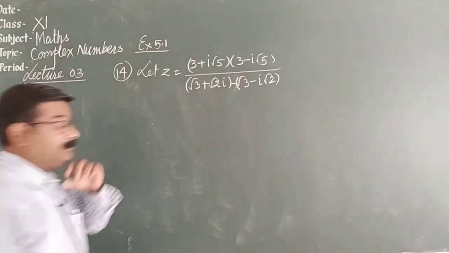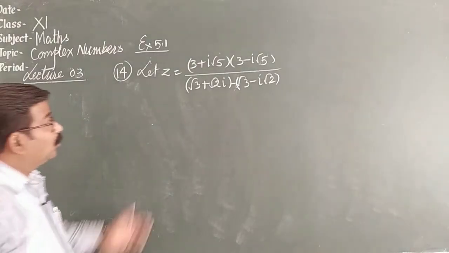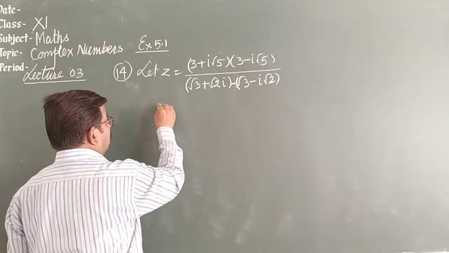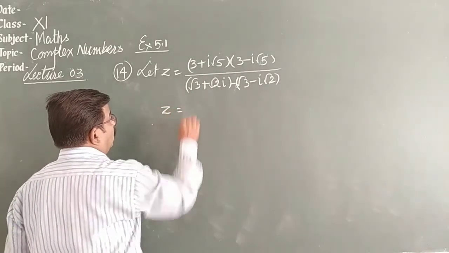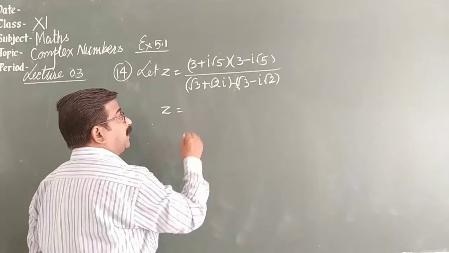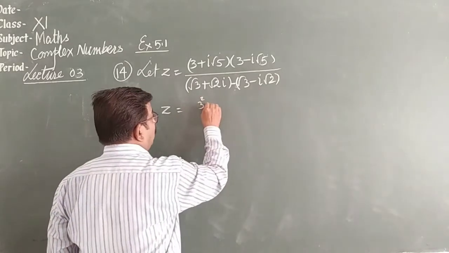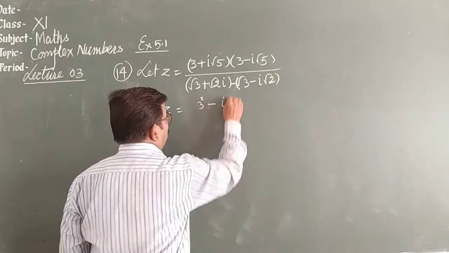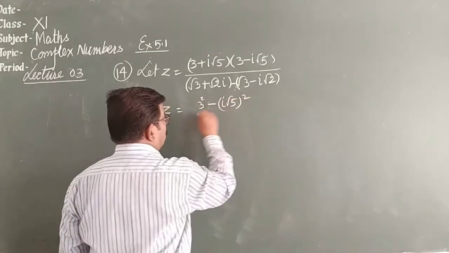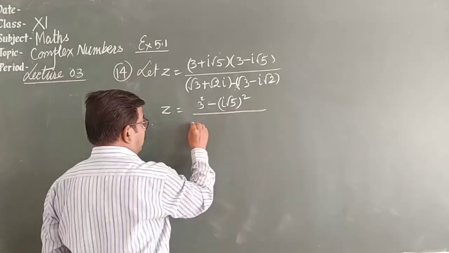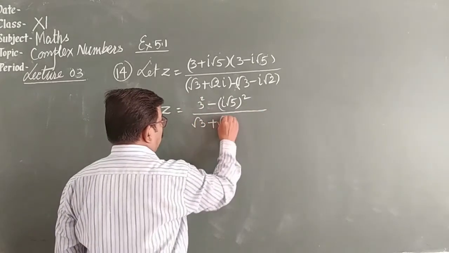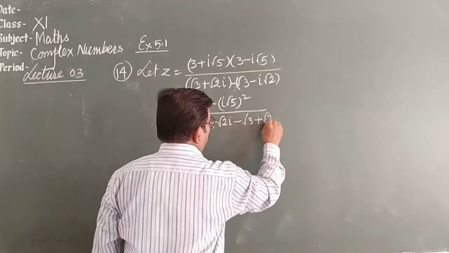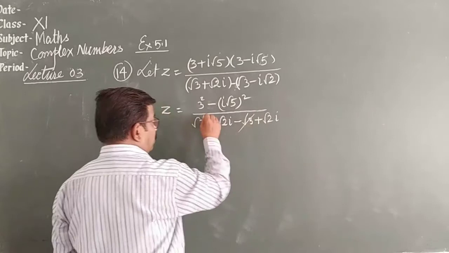Minus sign in between them. Minus. So in the denominator we can open the bracket. Let's see. Z is equal to, in the numerator using the formula a plus b and a minus b, so 3 square plus minus i root 5 whole square, upon, open this bracket, root 3 plus root 2i minus root 3 plus root 2i. Minus plus root 3 gone.